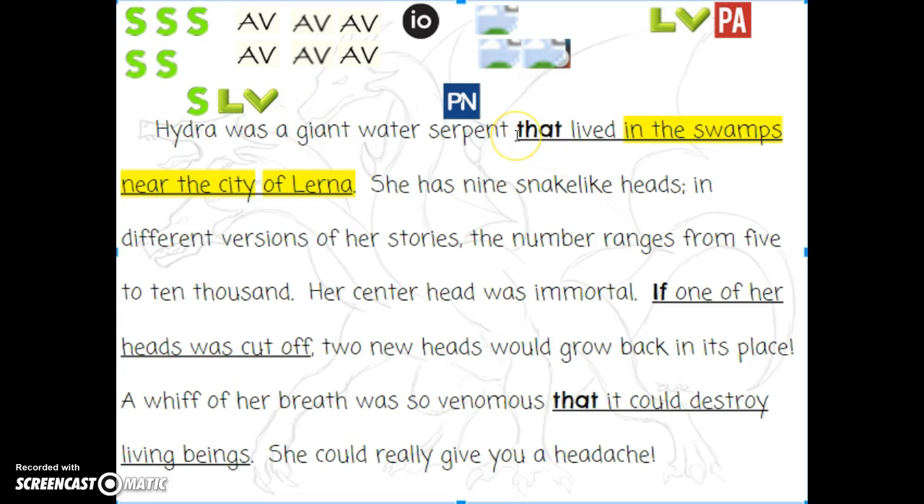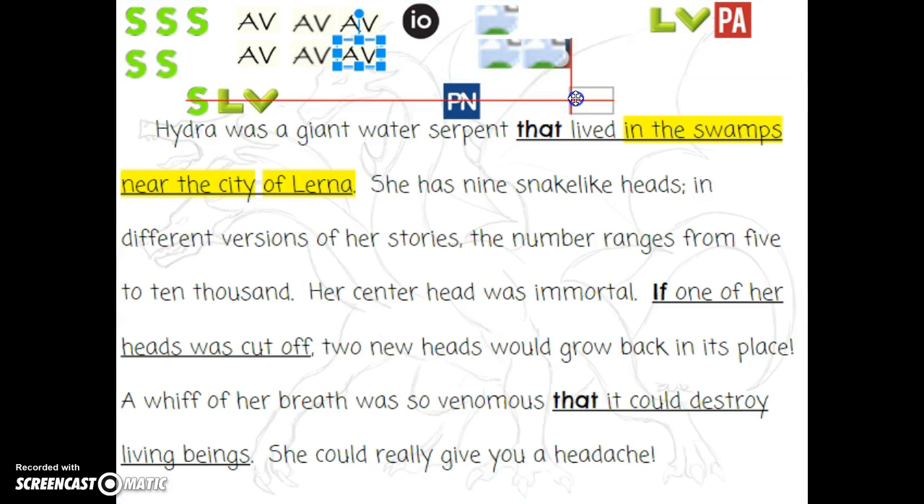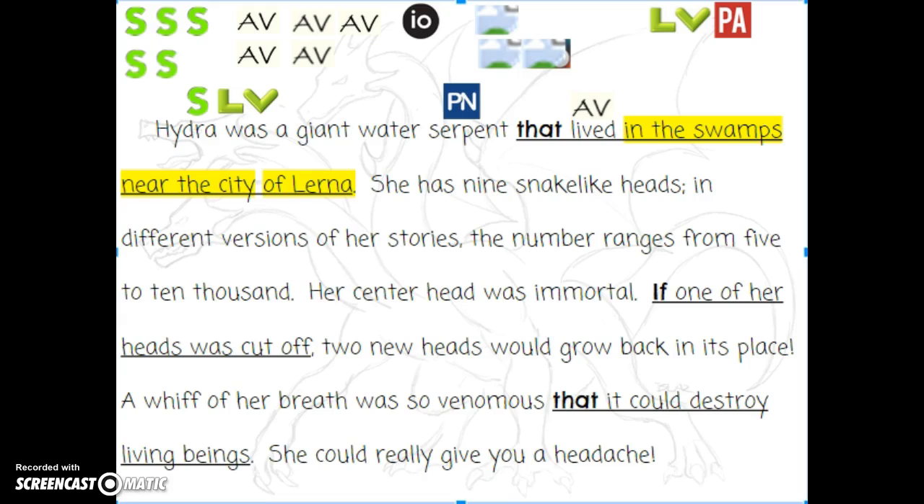In the dependent clause, I know that a dependent clause has a subject and a verb also. And this one's a little bit harder. Sometimes if you're having trouble finding your subject, look for your verb first. So I see the verb lived. I know that's an action. To live, lived. What lived? And in this case, the AWUBIS, the dependent clause, tells me what that subject is. That lived. It refers back to the Hydra.